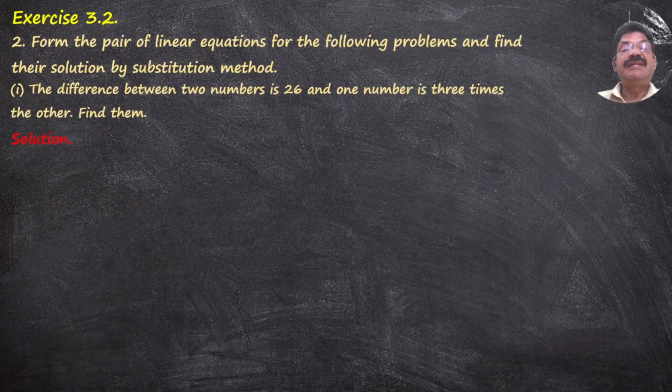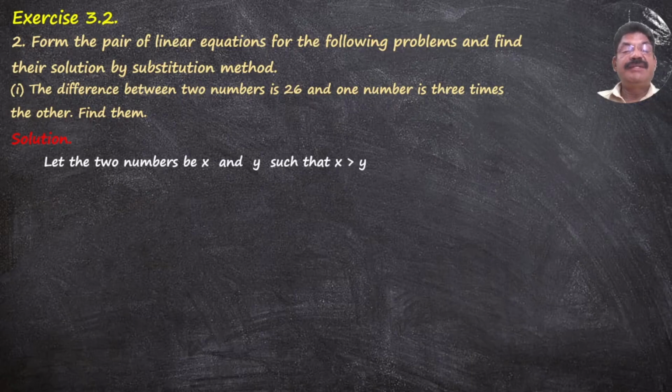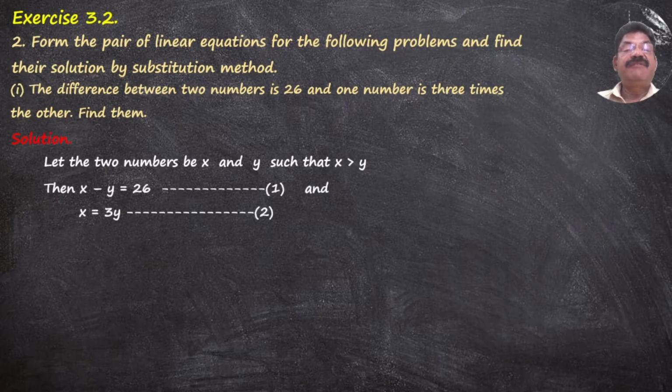Form the pair of linear equations for the following problems and find their solution by substitution method. The difference between two numbers is 26 and one number is 3 times the other. Find them. So we have to find two numbers. Naturally we take x and y are those two numbers with the condition that x is greater than y. Then we are given difference is 26. Therefore, x minus y is equal to 26 and one number is thrice the other number.